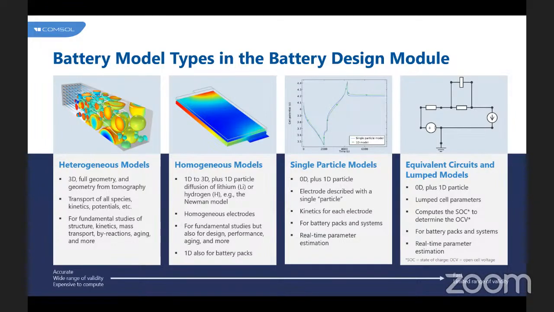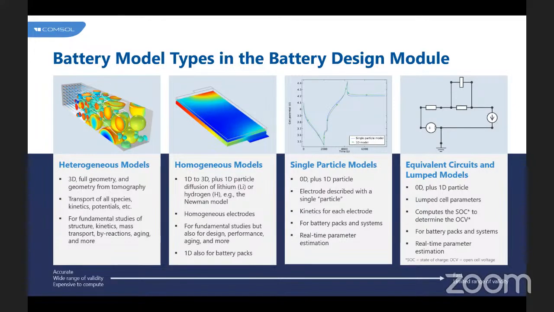So accuracy, of course, decreases. The amount of information you can get out of the simulation model decreases as you move from heterogeneous to homogeneous to single particle to equivalent model. These are different approaches you can use to model electrochemical cells, whereas the speed increases.